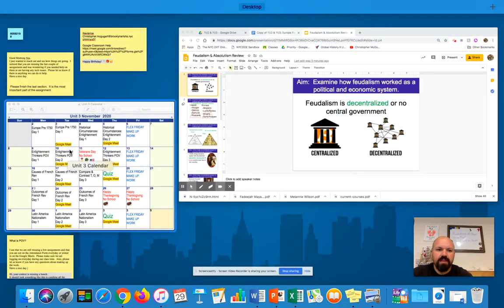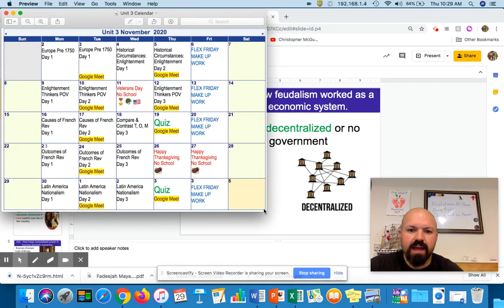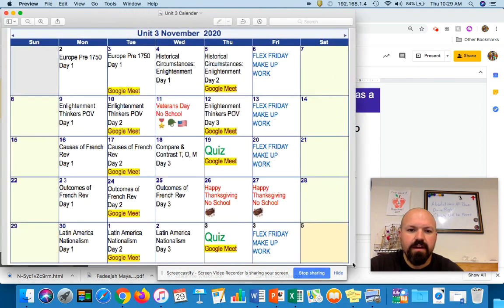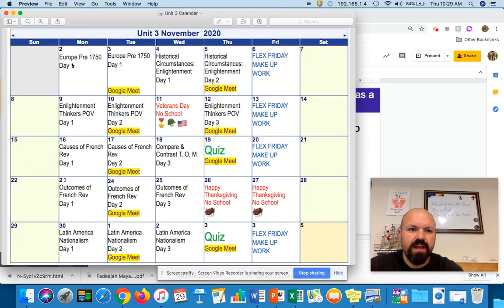First, we'll look at the calendar coming up. This is our Unit 3 calendar. So this is today, Monday, November 2nd. We have a 2-day assignment here, Europe pre-1750, and a 2-day assignment, historical circumstances of the Enlightenment. Google Meets on Tuesdays and Thursdays. You can see the same thing throughout, except for on Thanksgiving. All right, we will have our quiz in about 5 weeks, coming up on December 3rd.